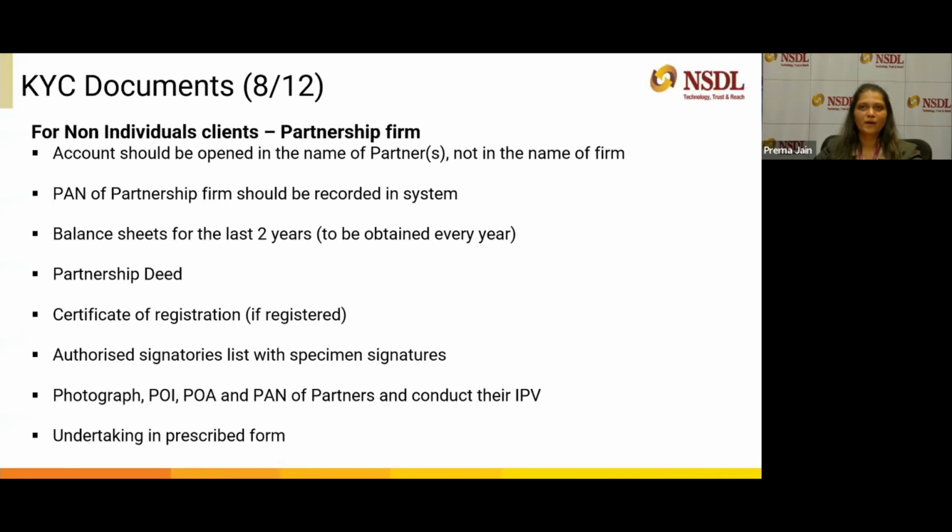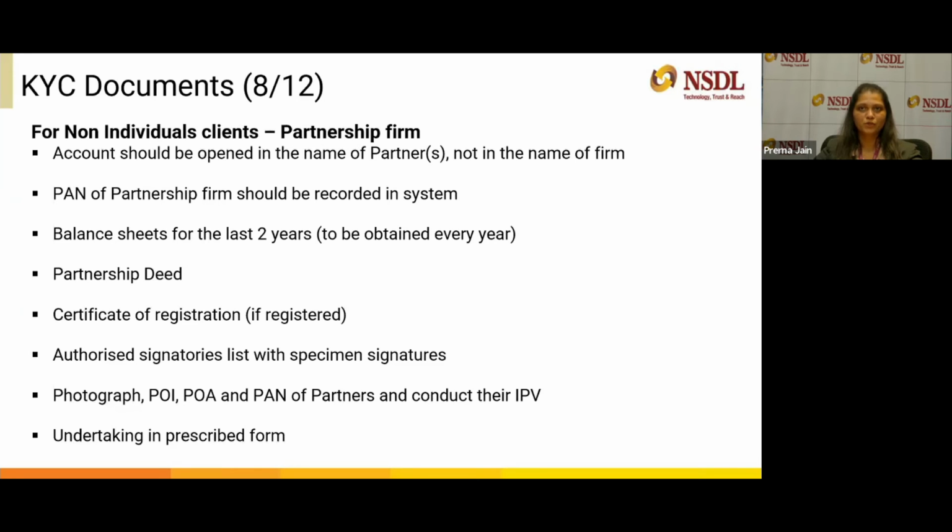In case of partnership firm, the documents to be obtained are as follows. The first and foremost thing to be kept in mind is that the account is to be opened in the name of the partner and not in the name of the firm. PAN of the partnership firm is to be recorded in the system. Copy of balance sheets for the last 2 years to be obtained.